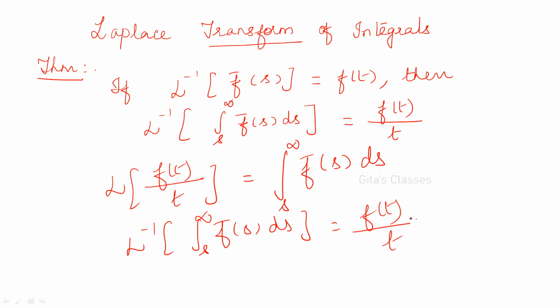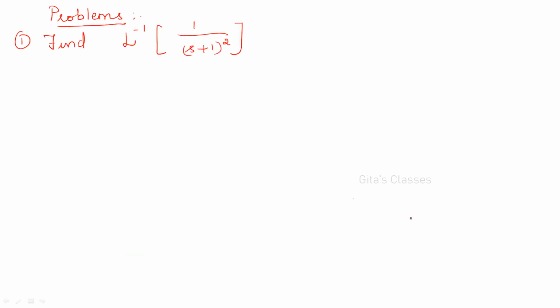So when to use this Laplace transform of integrals: in the denominator you have some function to the whole power 2. Then it will be easy when you integrate. So how are we going to do this? Always remember, whenever you want to find out inverse Laplace transform of some function, that function you assume as f bar of s. So let f bar of s be equal to 1 by s plus 1 the whole square.